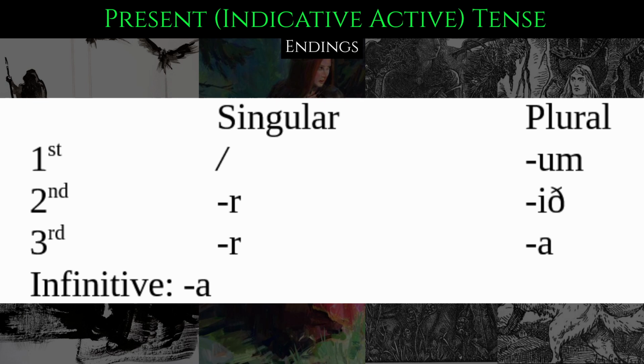Speaking of the endings, we have the following. The first person singular does not have any suffix for the ending. The second person singular, as well as the third person singular, have both r as the ending. And the second person plural, as we already have discussed, is ith. Now, the third person plural, as well as the infinitive, both end in a.